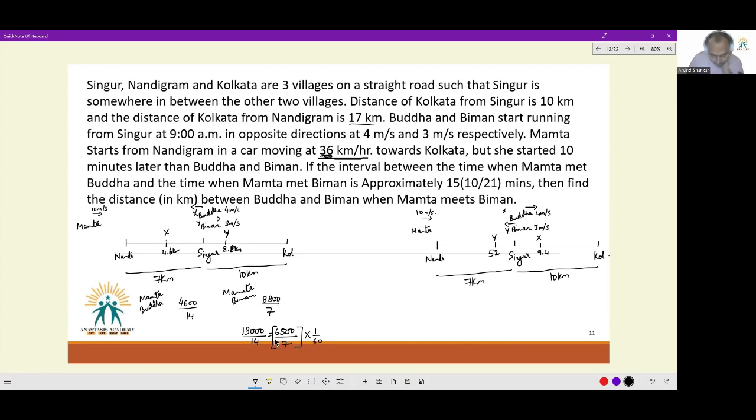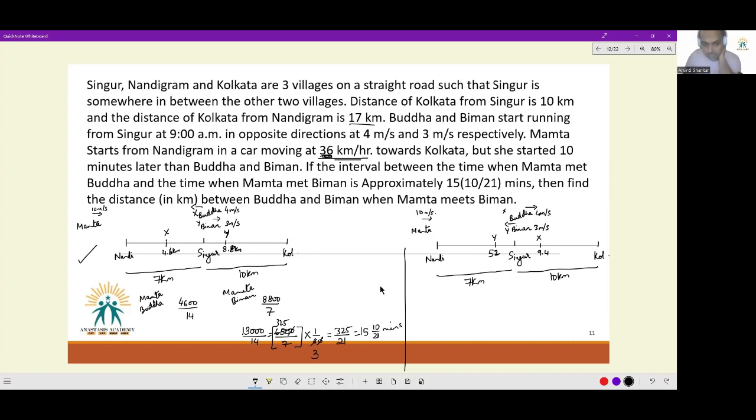If I want this time in minutes, I need to divide this by 60. So cancel, cancel. I get this as 3, this as 325. I get 325 divided by 21, which is indeed 15 whole 10 by 21 minutes. So the case you are working for is definitely the left-hand side case. We can go ahead and reject the right-hand side case also.